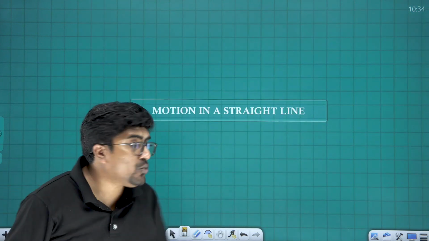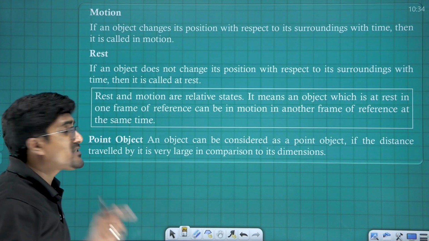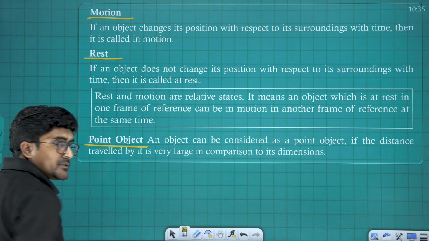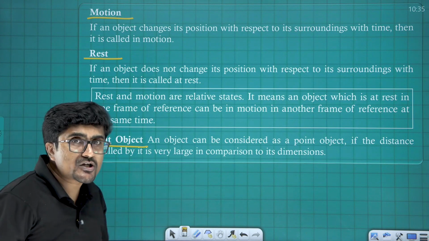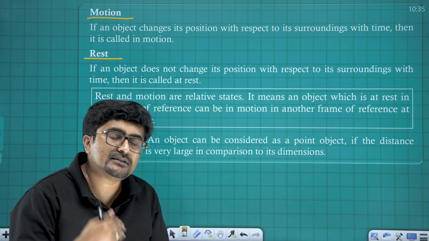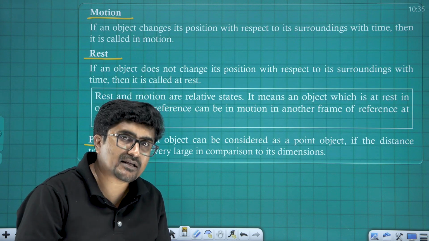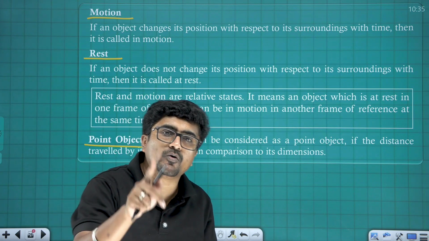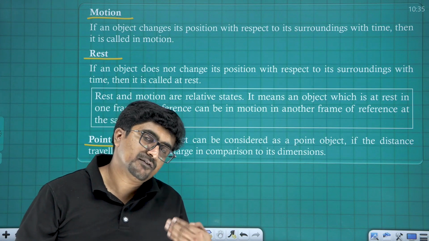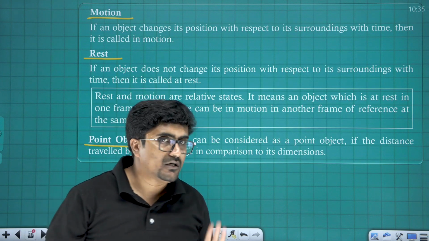Next is chapter number 2, that is motion in a straight line. Here we are starting with motion, rest and point object. The first one is motion. A body is said to be in motion if the position of the body changes with progress of time with respect to a given frame of reference. And with respect to a frame of reference, if the position of the body is not changing with progress of time, then with respect to that frame of reference, the body is at rest.